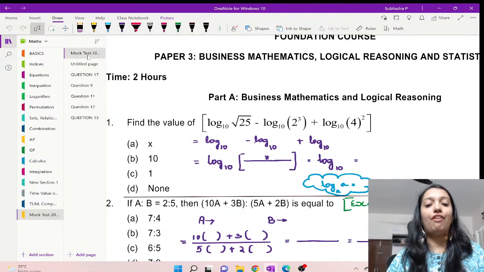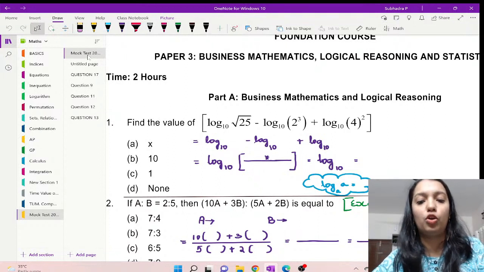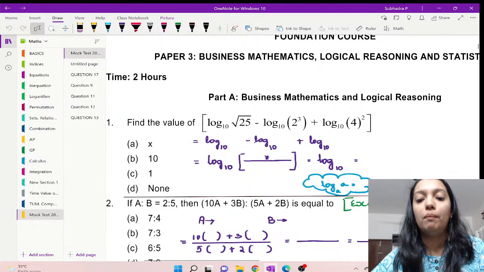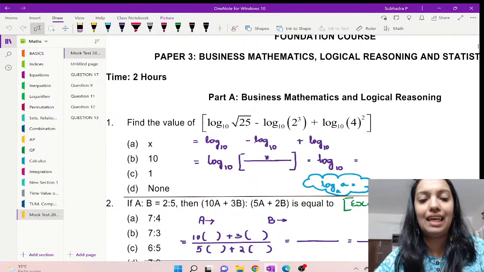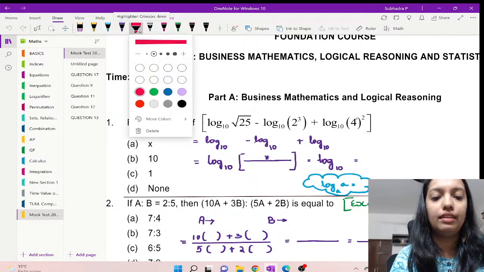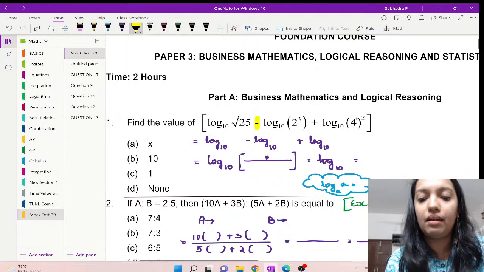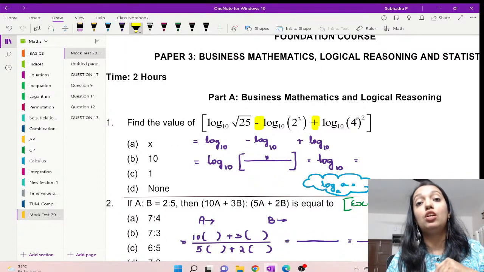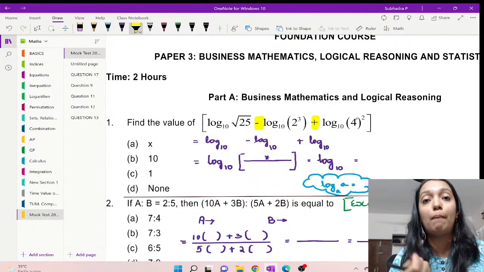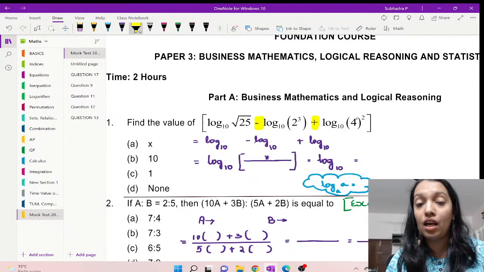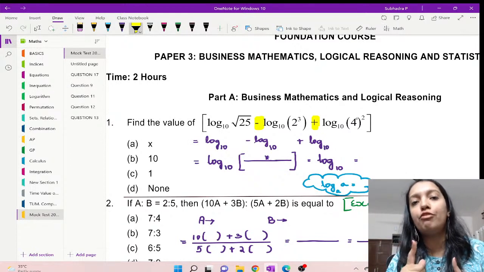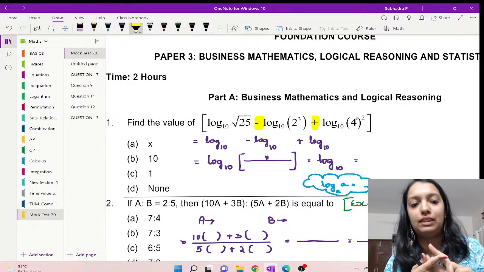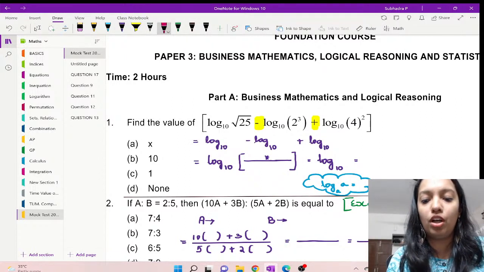First question. Find the value of log root 25 minus log 2 cube plus log 4 square. Remember, when we look in between, you can find that there are minus sign and plus sign, and we know the basic thing that log a plus log b is equal to log ab, and log a minus log b is equal to log a divided by b. So we have to apply multiplication and division rules here. Solving this question for you all.